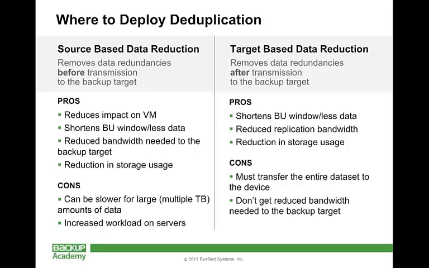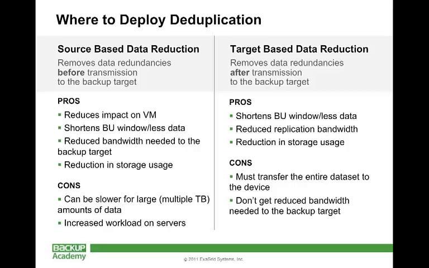If you are replicating from this target to an offsite location, it does reduce the replication bandwidth and allow you to use disk-based backup for your offsite disaster recovery. And it performs a dramatic reduction in storage usage as the data deduplication reduces the amount of disk required in the appliance. The cons of this approach is you must transfer the entire data set to the device, and therefore there's no bandwidth reduction between the client and the local backup target.